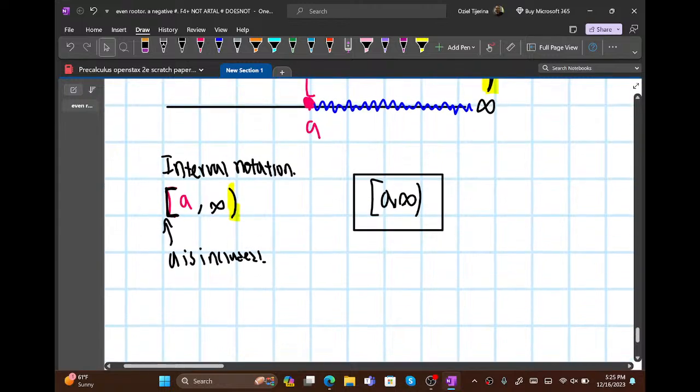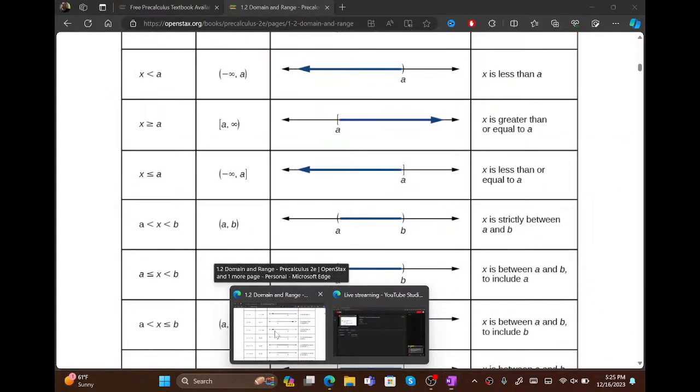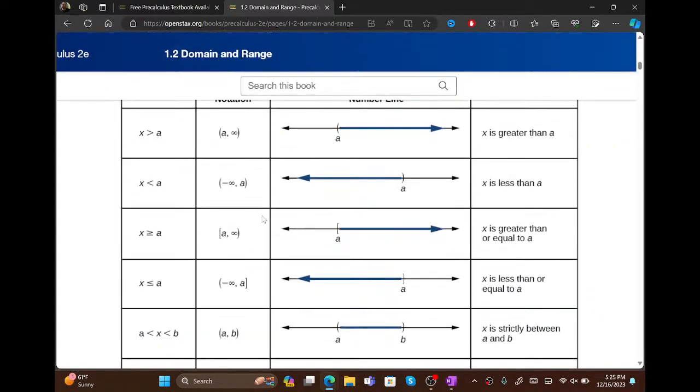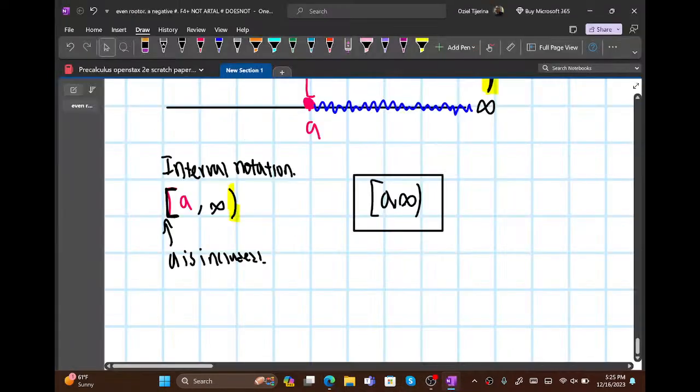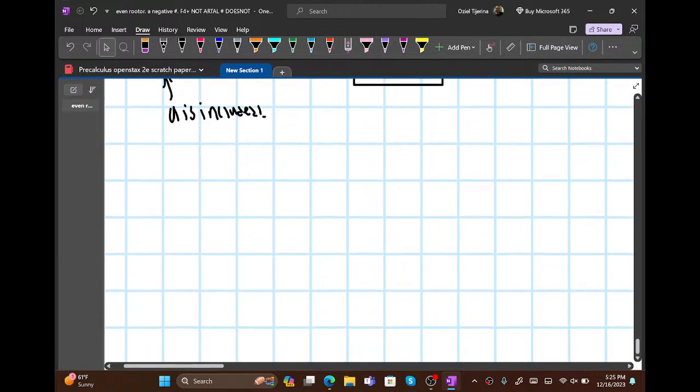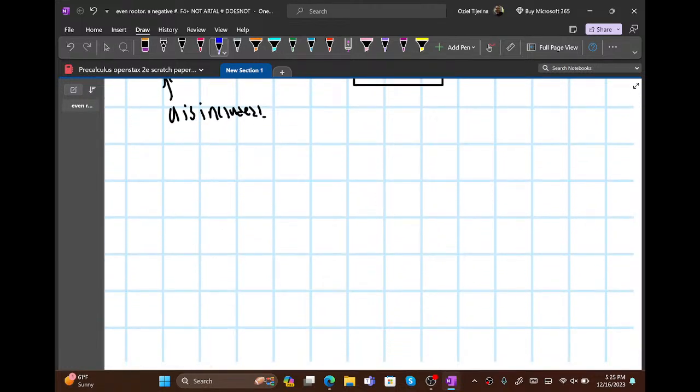Now the next one, I think it was x less than or equal to a, right? Yeah, x less than or equal to a. So I'm just going to do the next one, x less than or equal to a. Again, we read this as x less than or equal to a, whatever a is.